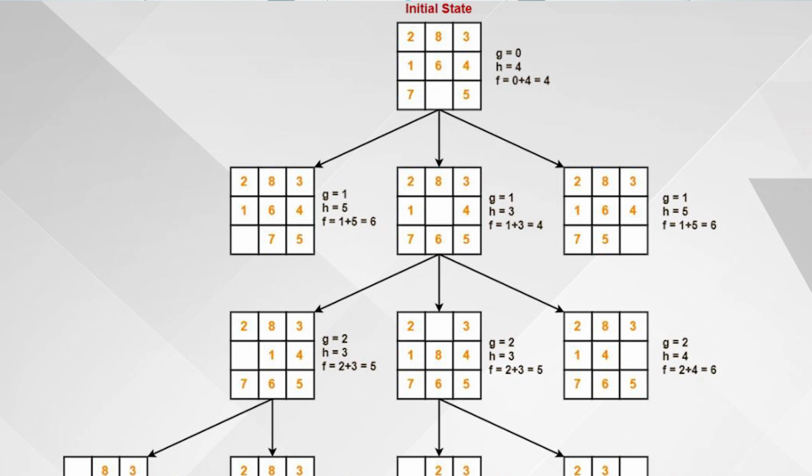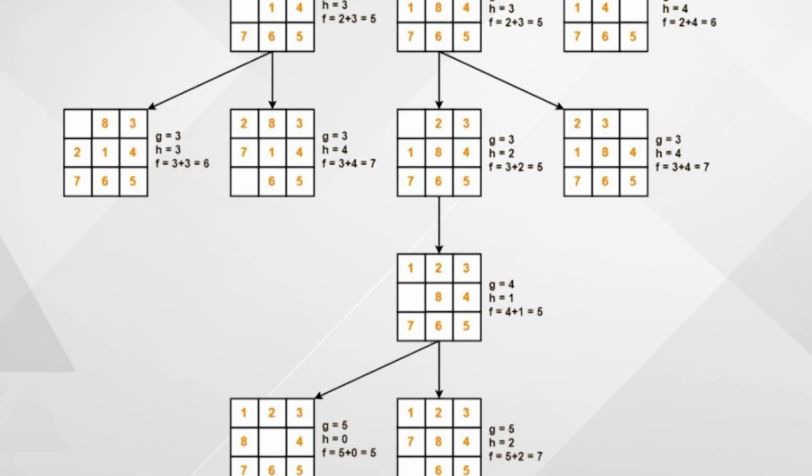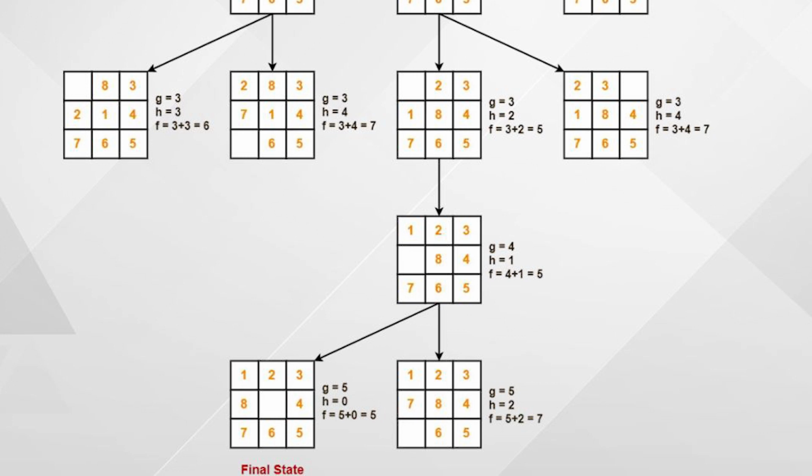Next we have 2 8 3 1 4 blank 7 6 5. So our G is equal to 2 and H is equal to 4. So our F is equal to 2 plus 4 is equal to 6. So now we have two options here by using F is equal to 5.